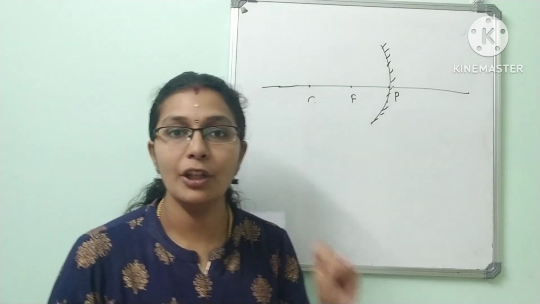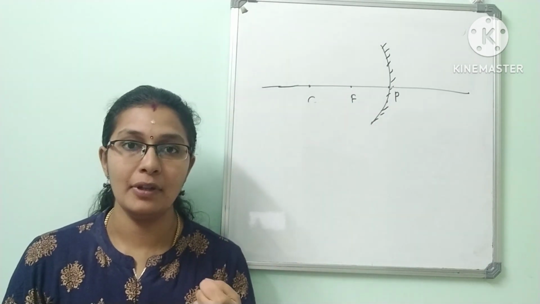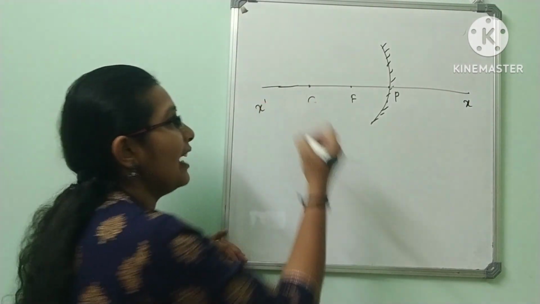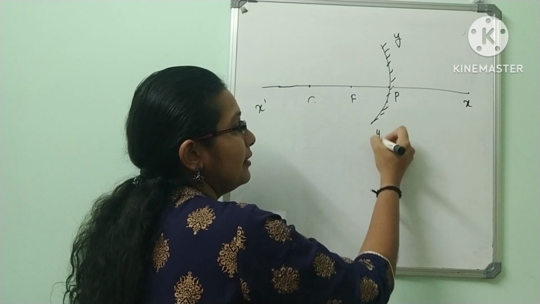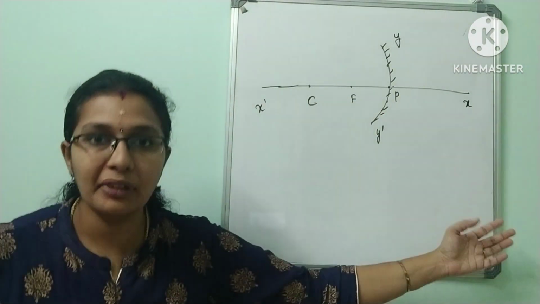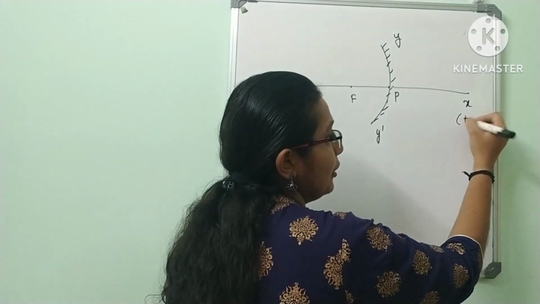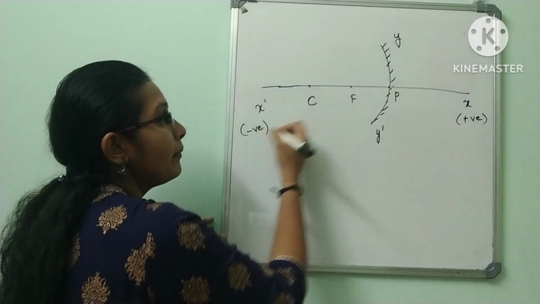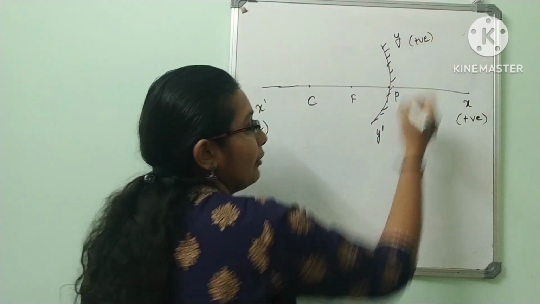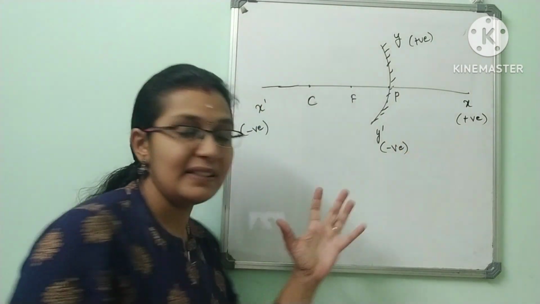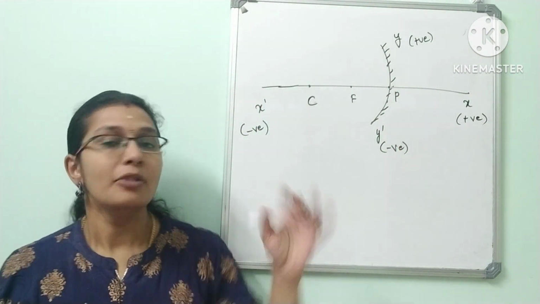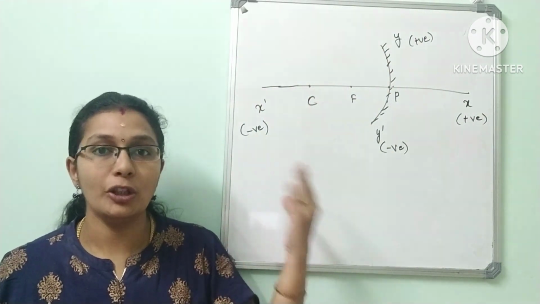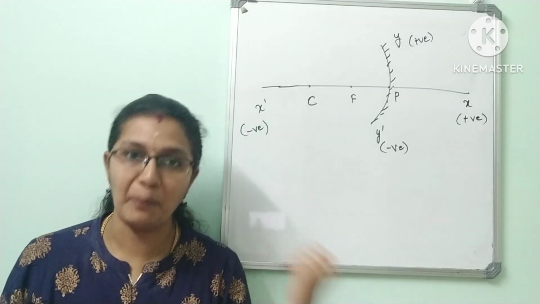Now what you have to do is just imagine a graph. How will you plot a graph? This is X, this is X dash, and this is Y, and this is Y dash, right? On the right side you will have X, which means the values will be positive, and X dash means negative values. Y means again positive values and Y dash is negative values. The same applies here also. Whatever you place on the left-hand side of the mirror will have negative values, and whatever you place on the right-hand side of the mirror will have positive values.